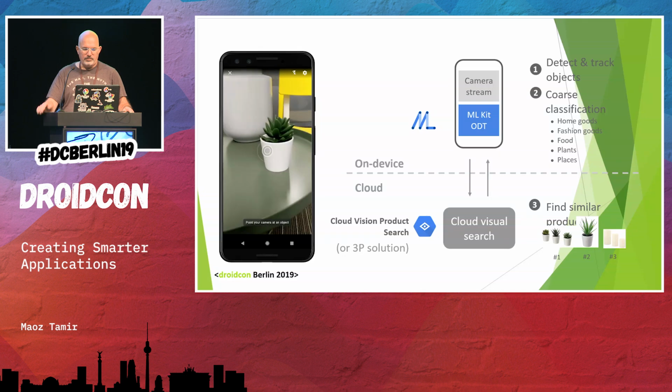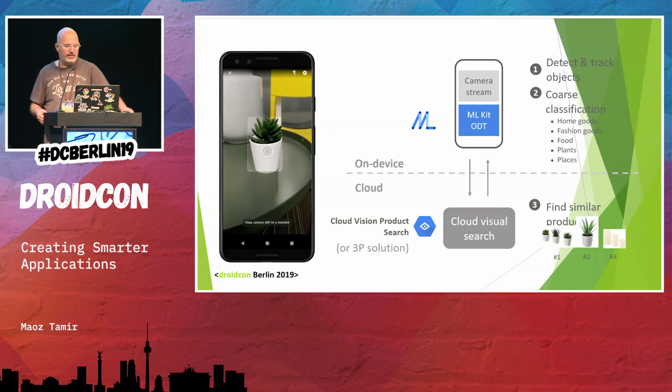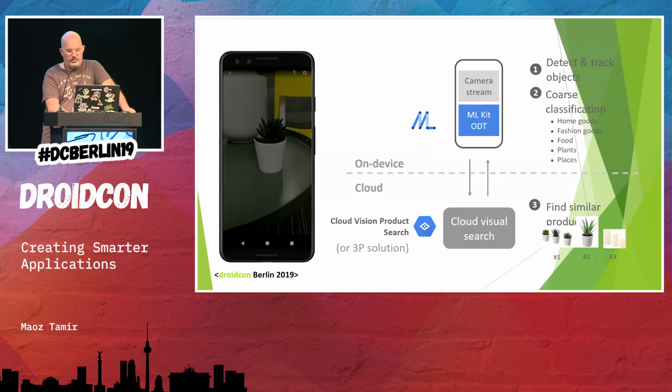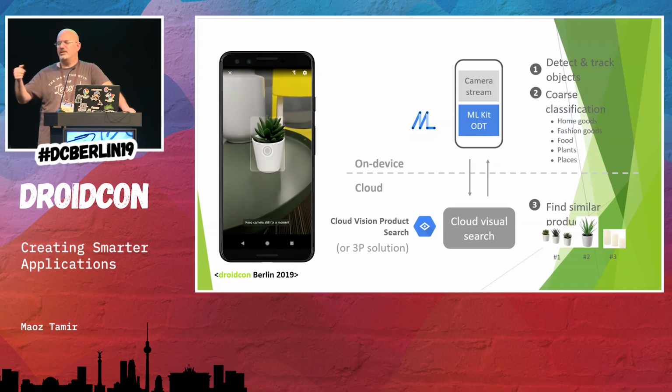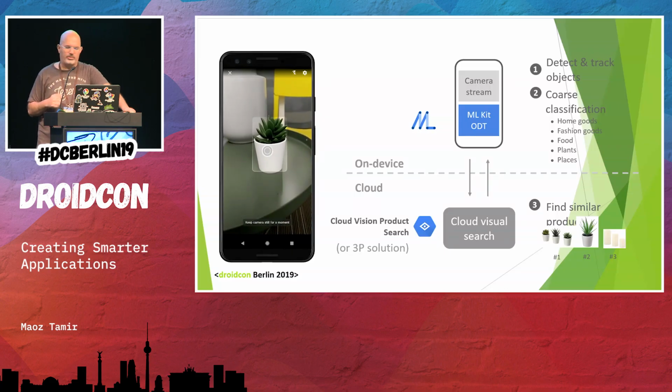And the actual cloud search, finding the specific or the similar object, is done by the Cloud Vision product, which is some kind of a search tool where you can enter a picture and get information about this object.